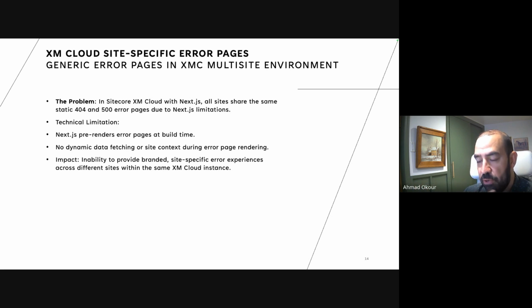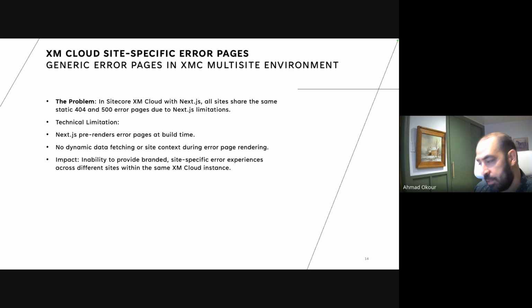And that can be a problem, right? You want to show branded, site-specific error experiences for different sites. You want to show the right logo. You want to show whatever header and footer you have. The Sitecore approach to this is, hey, just create a generic page for all of the sites and don't show any branding. Just say, hey, 404, and just take them to the homepage if they need to go home.